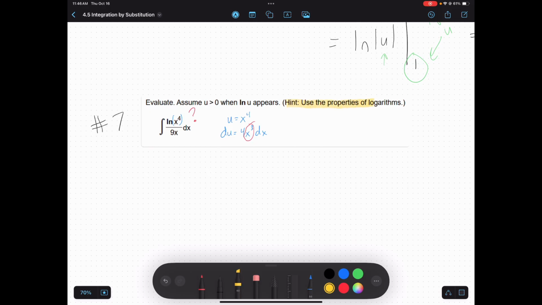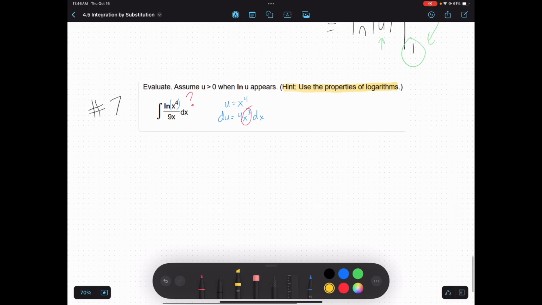Notice the hint. Use properties of logarithms. Remember, there's a log property that says if you have the natural log of some value raised to an exponent, you can move that exponent in front as just multiplication. And that's exactly what I'm going to do here. I'm just going to move this 4 in front as a constant. So 4 times natural log of x over 9x dx. And that makes my integral way simpler.